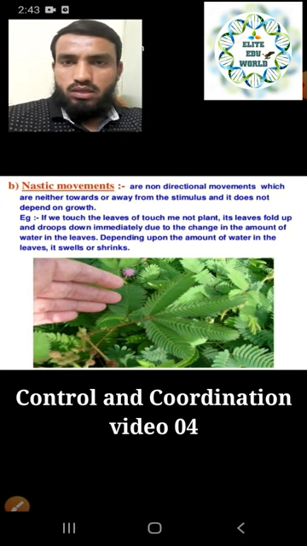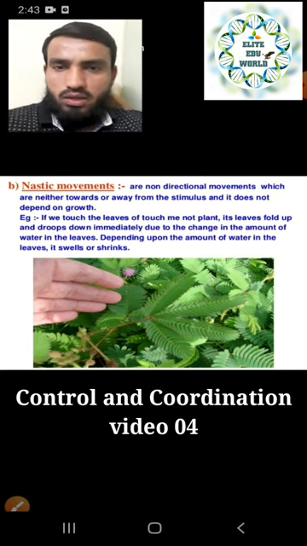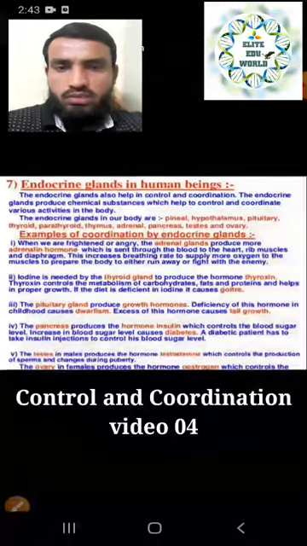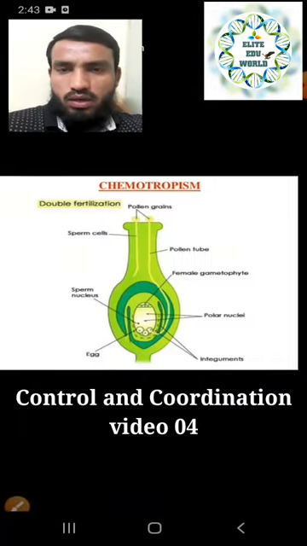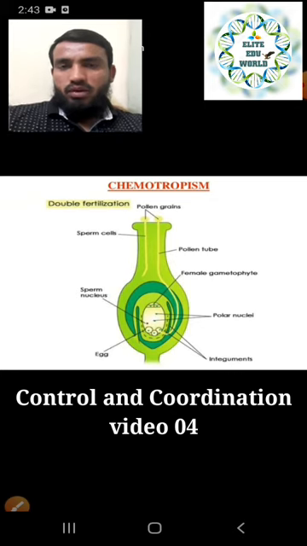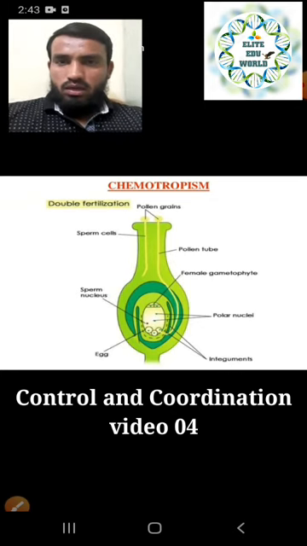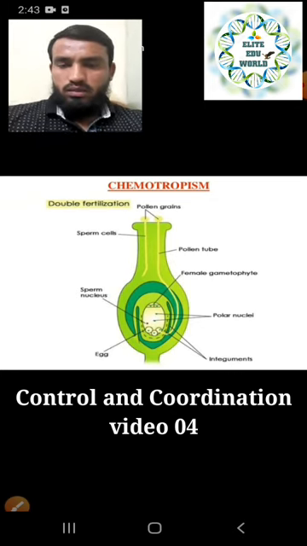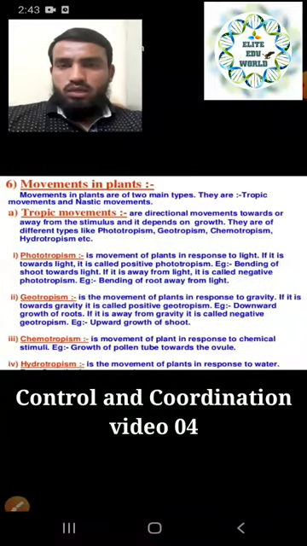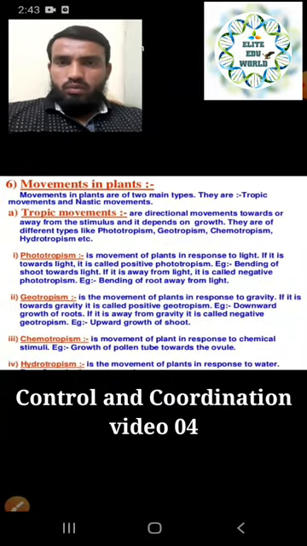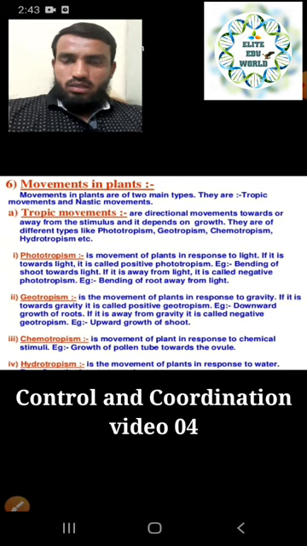So it is called the nastic movement. It does not have any kind of direction, but it is happening because of the water level in the plant. These are the movements present in the plant that we have seen in this lecture. Whatever things we have seen here, go through them. The remaining part, the endocrine system, we will see in our next lecture. Up to then, go through the points we have discussed here.